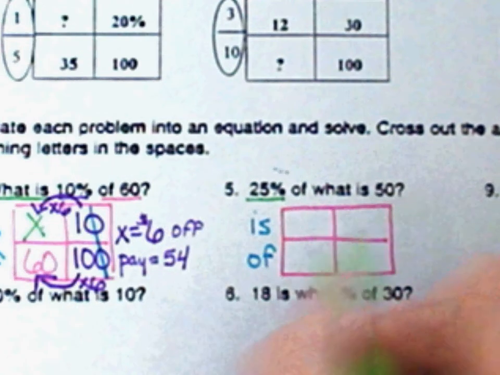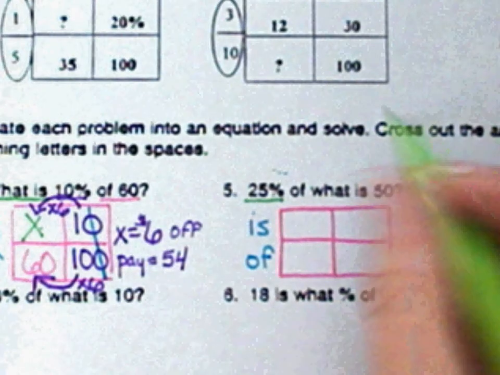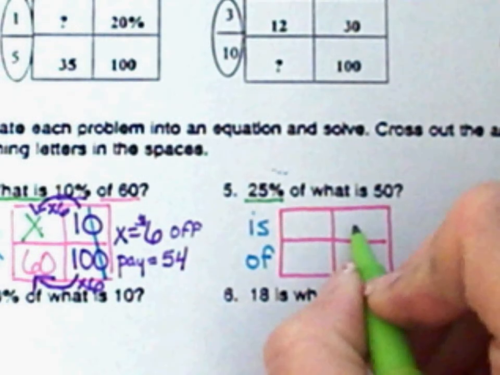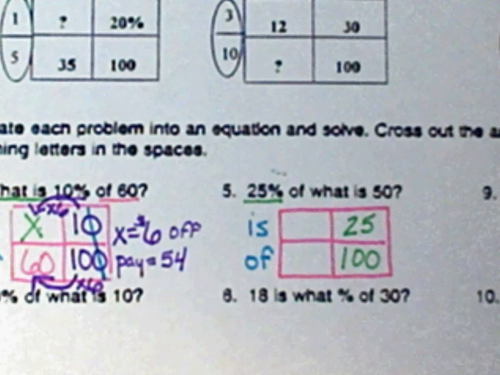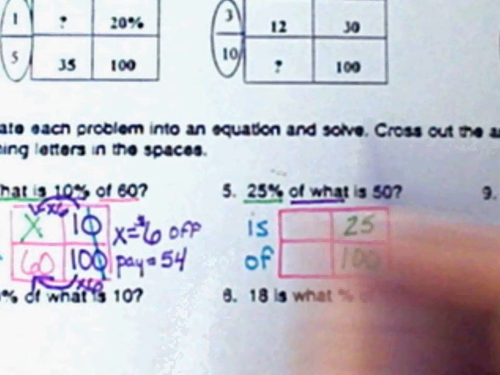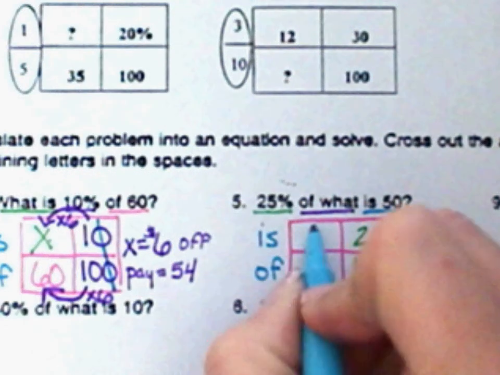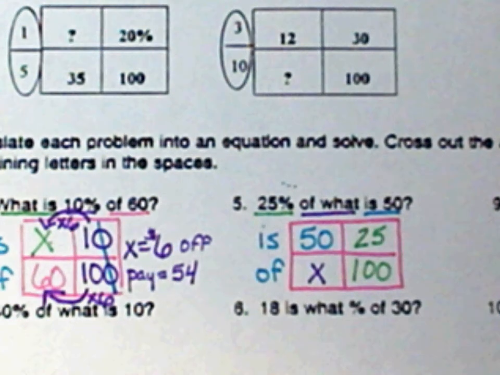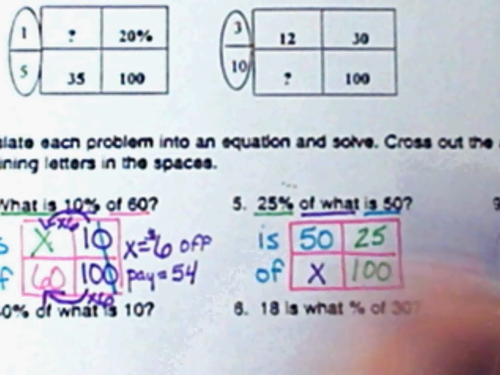Okay, let's look at another one. It gives us a little bit of different information. 25% of what is 50? So I'm going to start with my proportion box because it's going to help me organize my numbers and solve. I'm going to label. Remember, I have my is and of. Then I'm going to look at my question. 25%. Well, I can put that on either side. I like to keep it the same, and I put the percents over on the right, so I'm just going to put it on the right here.